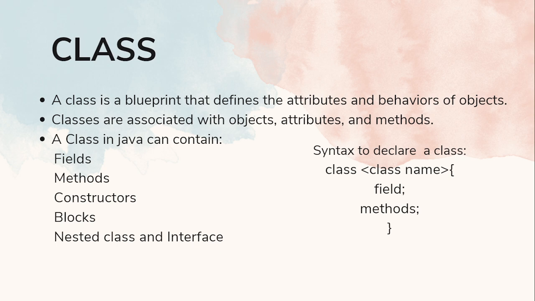A class in Java can contain the following: fields, methods, constructors, blocks, nested classes, and interfaces. We will understand these things in detail. For now, we understood fields and methods. Constructors, blocks, nested classes, and interfaces we are going to see in a later section.